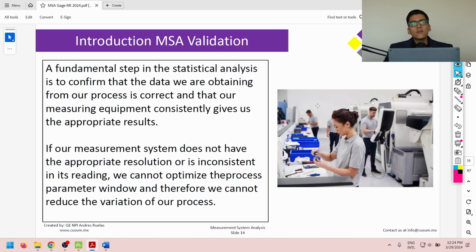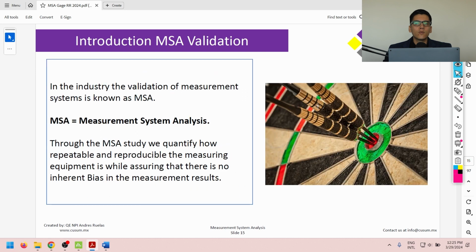So, a fundamental question in any statistical analysis that we must do is that we must confirm that the data we are obtaining from our process is correct, and that our measurement equipment consistently gives us the appropriate results. In plain terms, we're saying if I grab sample A and provide it to Louis, will he give me the same output as if I grab sample A and provide it to Andres, or Carlos, or Nancy? We want to make sure that our systems consistently give us the same output and that everyone agrees on what that output should be, whether the part is a good part or the part is a bad part.